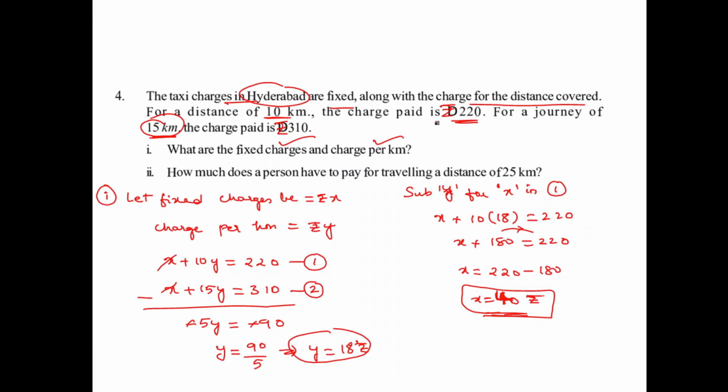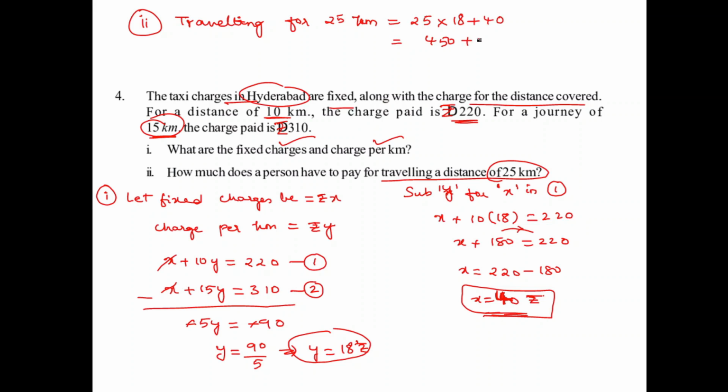Alright. Now the next question is: how much does a person have to pay for traveling a distance of 25 kilometers? So let me do the second part here. Payment for traveling 25 kilometers is equal to 25 into 18 plus the base charge, 40. So this comes out to 450 plus 40.